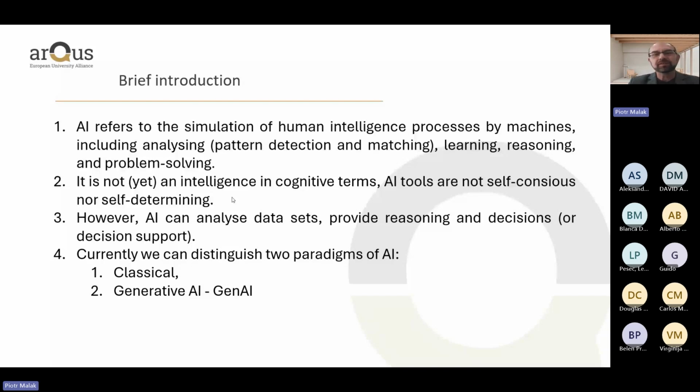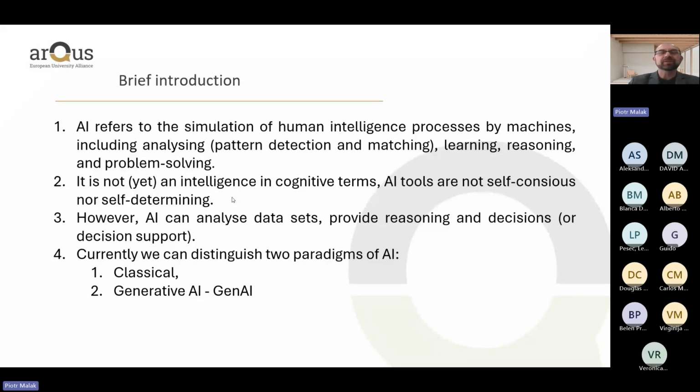It's not intelligence in cognitive terms. It's not self-conscious, not self-determining. It's a tool, very powerful, very intelligent, very fast, smart, and capable, but still a tool. However, it outnumbers our calculating possibilities. I mean the AI, with handling big data sets. So it's a very useful tool for thorough and detailed analysis of big data sets, helping us humans to understand data, and what is more important, to understand the story standing behind the data.